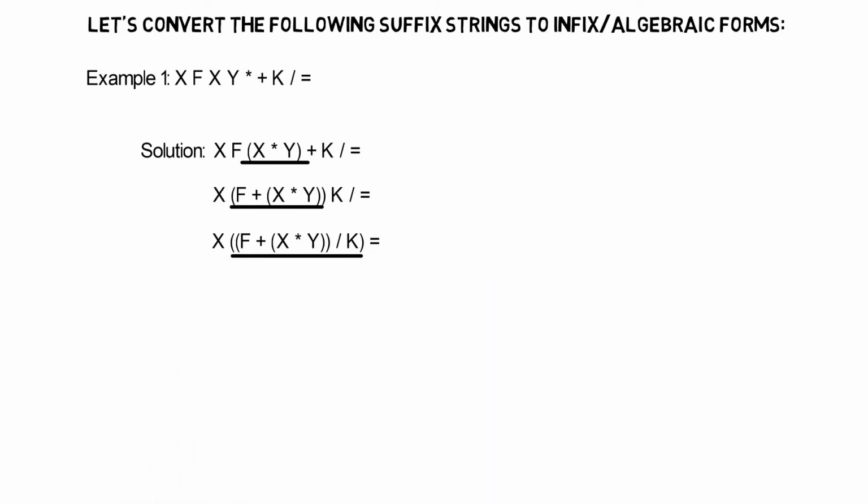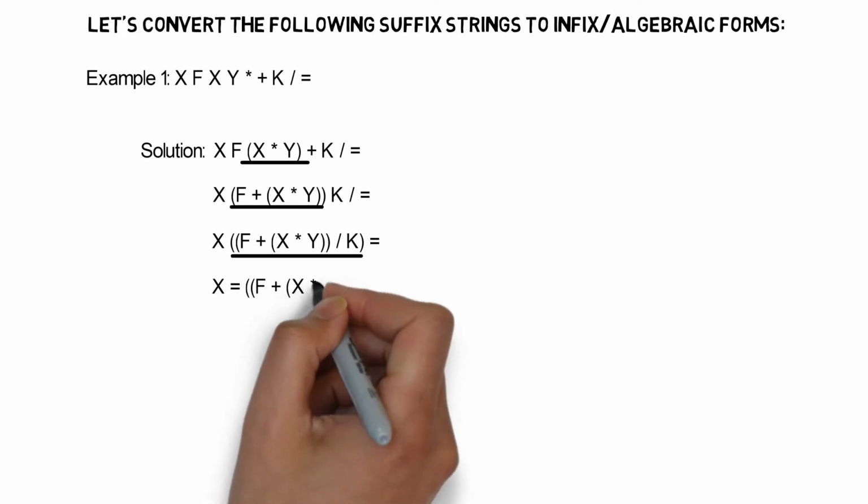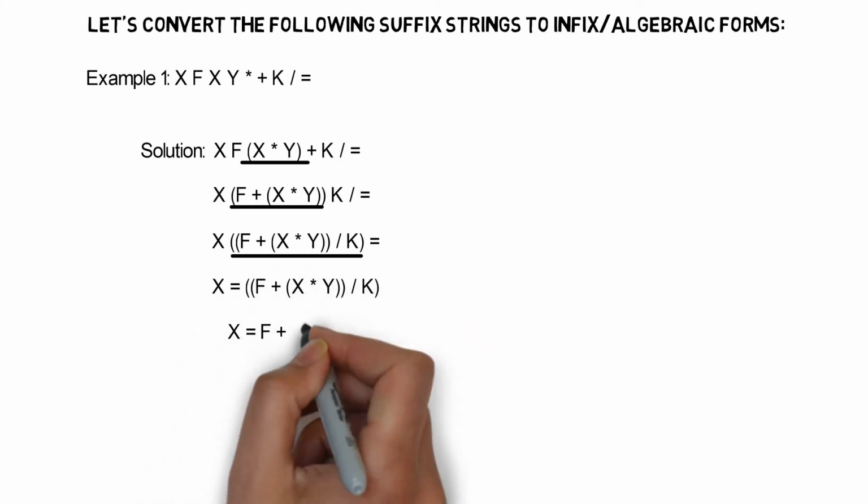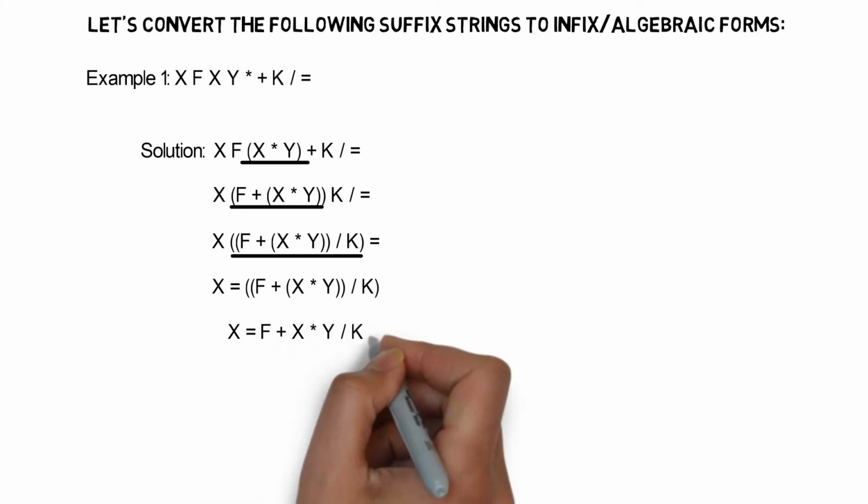Here, our new expression becomes x as a separate operand and all into bracket f plus into bracket x star y slash k as another operand. Finally, we can place the equal to symbol between these two operands. You may choose to remove the brackets. Beautiful.